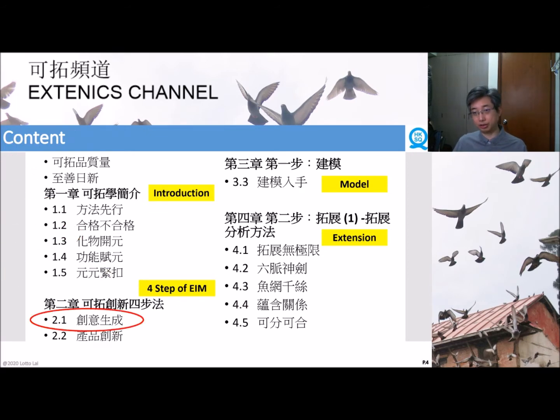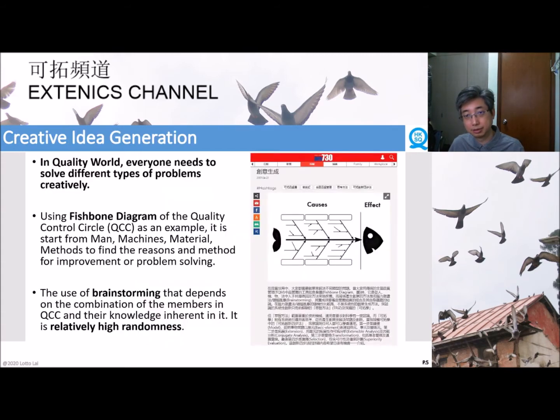This time we go to the 4 steps of the extension innovation method, and in this first introduction, we'll talk about generating creative ideas. Everyone needs to solve different types of problems creatively. For example, in our QCC quality control circle, we usually use the fishbone diagram, starting from man, machine, material, and methods to find reasons and methods for improving or problem solving. However, in most cases we use brainstorming to find a new or creative idea.